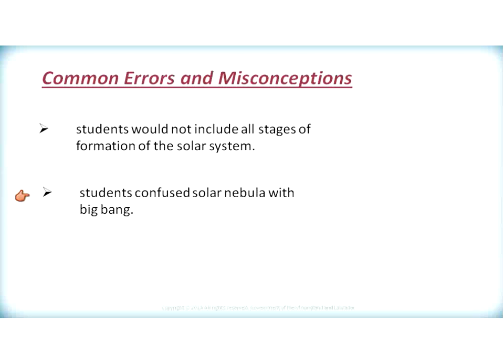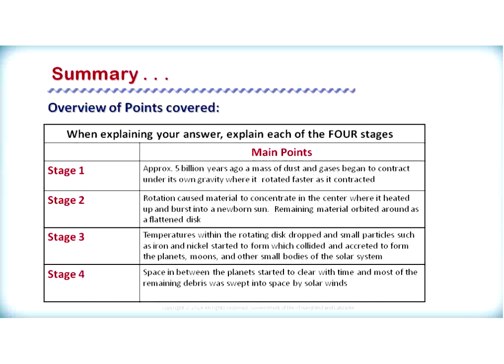Another common error focused on students referencing the Big Bang theory instead of the solar nebula theory. So in summary, an overview of the points covered that explains the origin of the solar system according to the solar nebula hypothesis. When you're explaining your answer, explain each of the 4 stages.